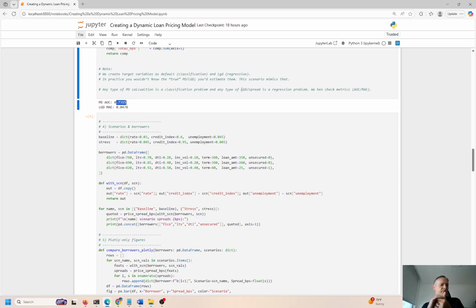We want to see something higher. 0.7 and greater is okay. 0.8 is better. 0.9 is actually better. And then we have the loss given default, mean average error 0.04. So that is pretty small. As this number increases right here, this number will decrease down here. So these two function together very closely, but the 0.73 is not fantastic. This is not phenomenal. Now there's other models that we can test.